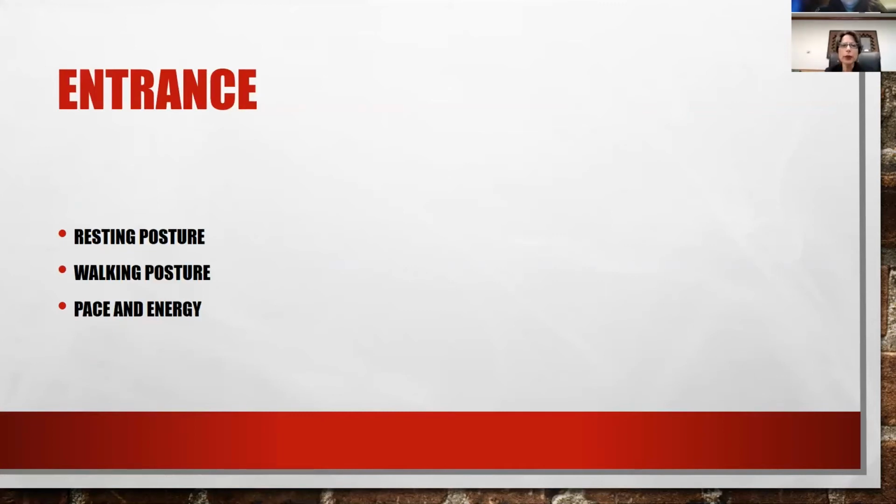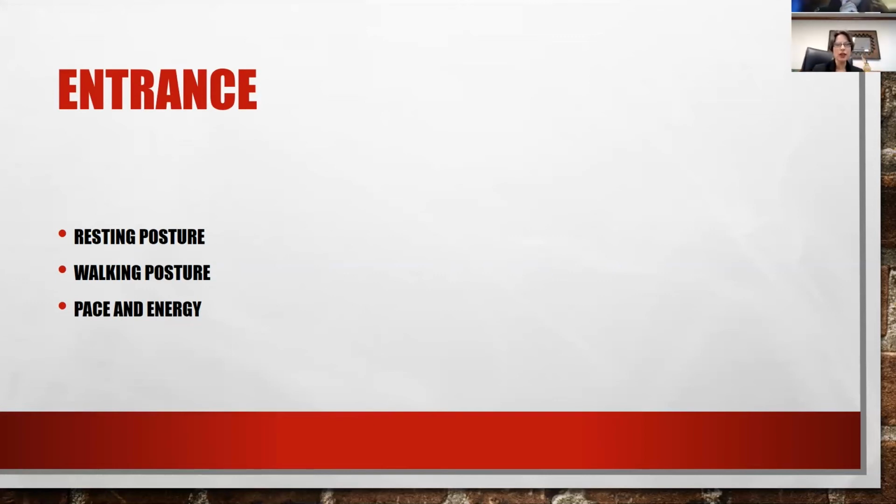When you walk in the room, before you even go in, you have a resting posture. We talked about it, neutral, balanced, and aligned. Get yourself in that place. Take a deep breath, blow it out. Do that 5 times so that your heart rate is calm. Walking posture, neutral, balanced, and aligned. Head up, eye contact, walk with a purpose.